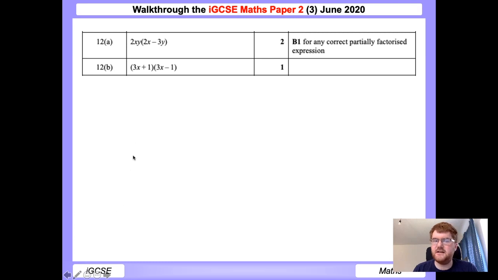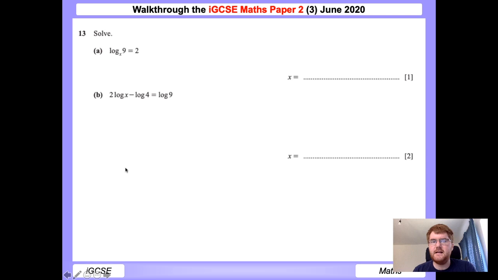Okay, so there's the mark scheme there. Again, 1 mark question, you just get the mark for the answer. Now we get to go into some logs, which is always great fun.